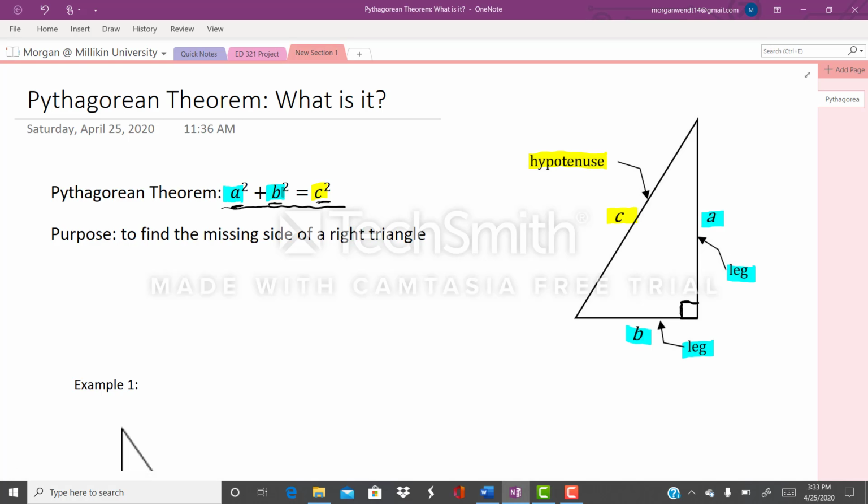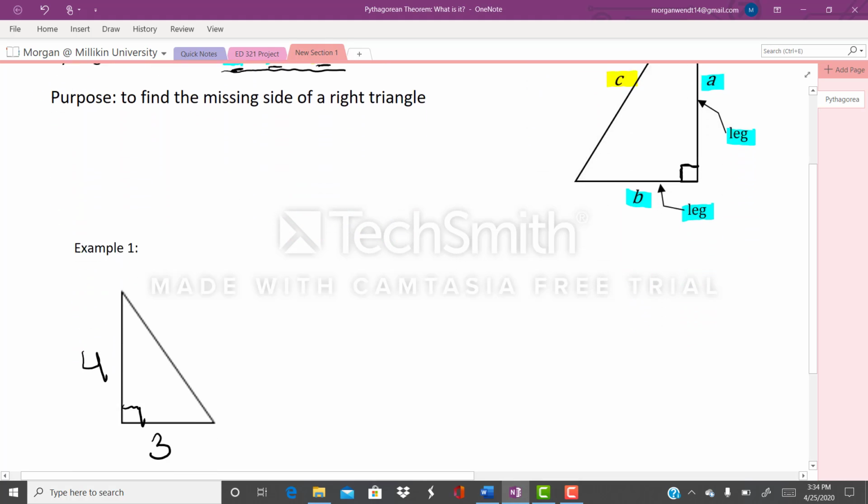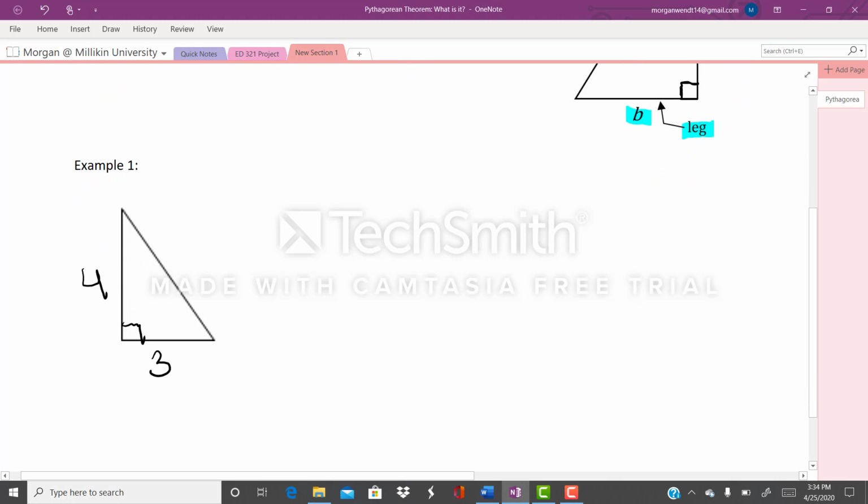So the Pythagorean theorem is saying that the square of A, the first leg, plus the square of the second leg, B, is equal to the square of the hypotenuse. And so the purpose of the Pythagorean theorem is we use it to find the missing side of a right triangle. So let's see exactly how we do this in an example problem down here.